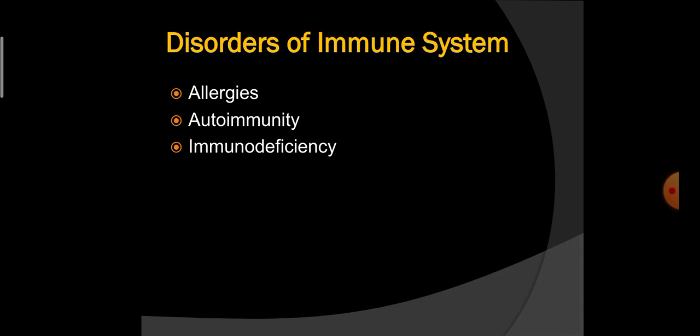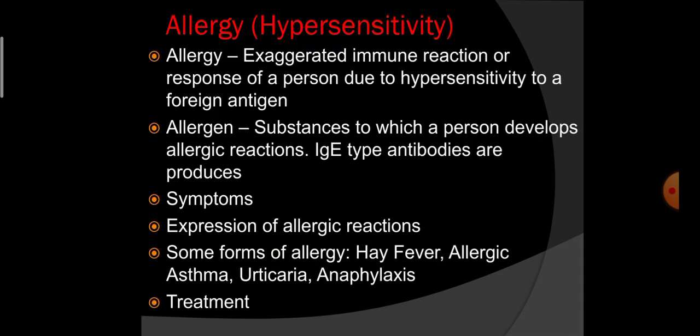Now coming to the disorders of the immune system. We have allergies, autoimmunity and immunodeficiency. Allergies are also known as hypersensitivity. During any kind of allergy, the IgE type of antibodies are produced. Allergy is an exaggerated immune response by the person due to hypersensitivity to a foreign antigen. An allergen is the substance which causes these allergic reactions. There are many symptoms, like sneezing.